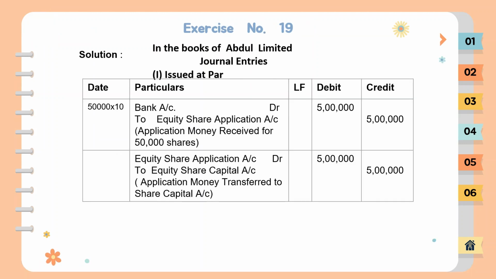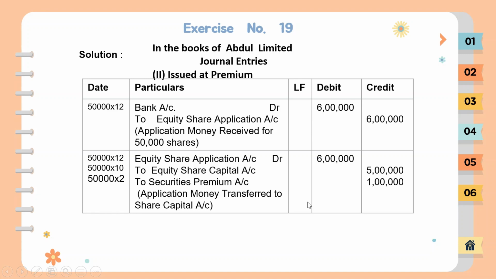So first we'll do for par, issued at par. First you write in the books of Abdul Limited, journal entries, issued at par. Only 2 entries will come. Bank account debit to equity share application, 50,000 into 10 rupees, lump sum. Okay, so no installments here. Now this will be transferred to share capital. See, equity share application account debit to equity share capital. It's very easy. Only the first 2 entries you should write.